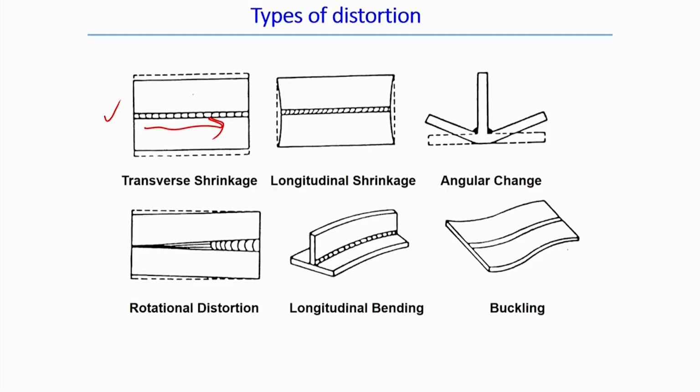Then longitudinal shrinkage, which is along the longitudinal direction. There may be angular changes in the case of a T joint after the welding process, and rotational distortion can also be found in welding. Then longitudinal bending we can observe after the welding process, and finally, if the sheet is very thin, we can mostly find buckling. So, these are the different patterns of distortion we generally observe during the welding process.